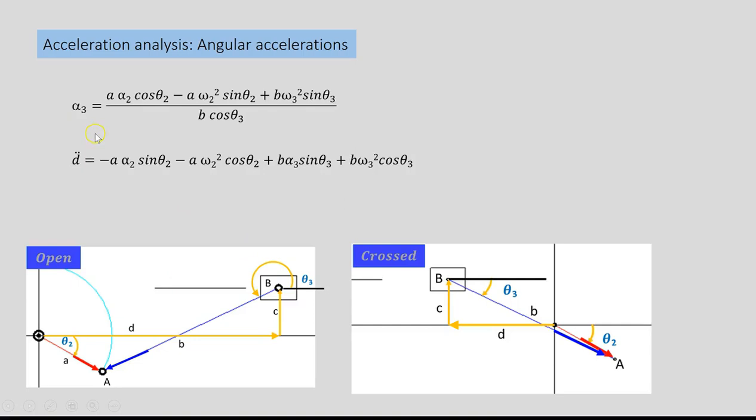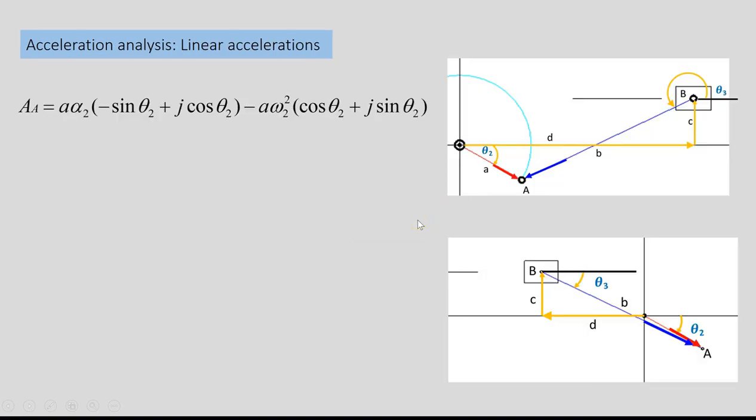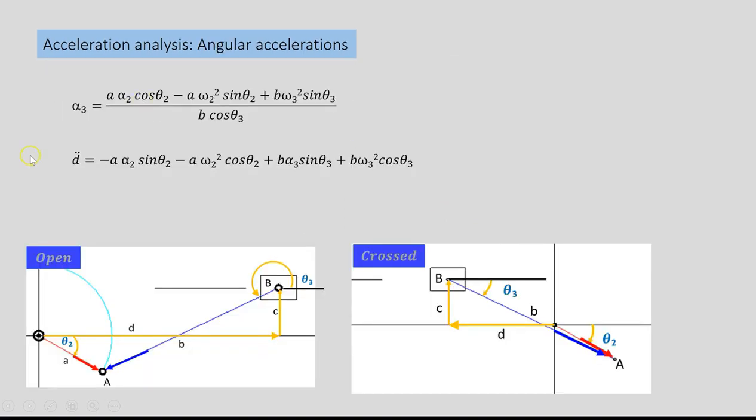Acceleration, once again, both equations will be given to you. You need to just put the values and find the answers. And once again, d double prime is denoting the slider acceleration. So the absolute value of d double prime would be the linear acceleration of pin joint A, and the angle would be 0 if the d double prime's value is positive, and angle will be 180 if the value is negative.